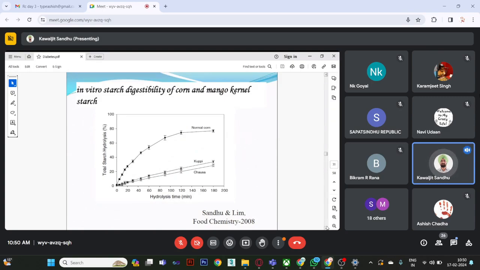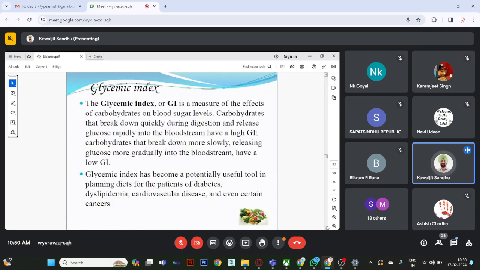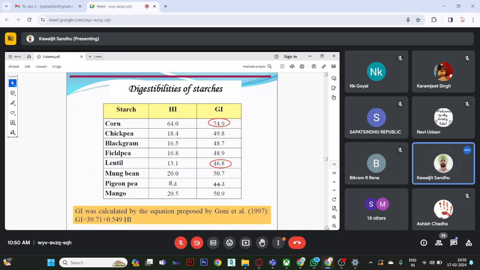I also compared corn starch with mango kernel starches. They were very high in resistant starch as compared to corn. Not your concern here. I have also compared glycemic index of corn with various legumes. You see, the glycemic index of cereals is very high. I have not shown the data for rice, but the glycemic index of rice is higher than corn, maybe in the 80s.